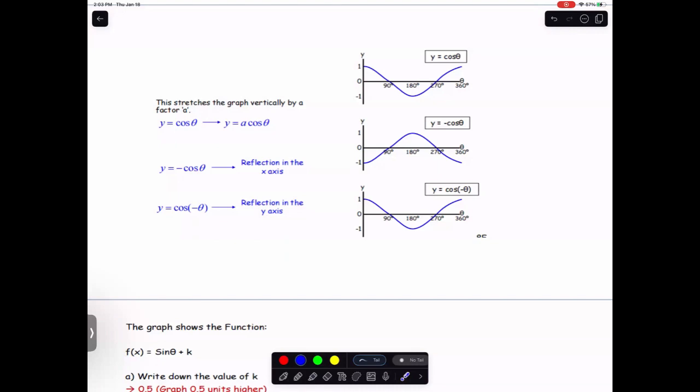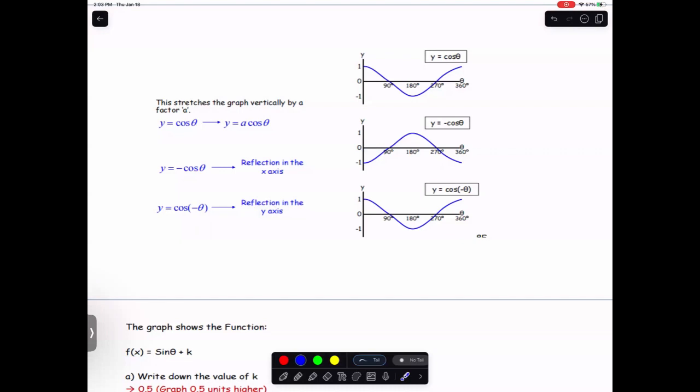So transforming of our cosine graph when y is equal to negative cos theta. This is y equals cos theta, this is our cos graph here. Then when y becomes the negative of this, it is also going to be our reverse graph here, which is also a reflection in the x-axis.